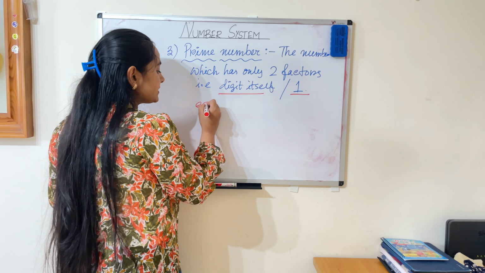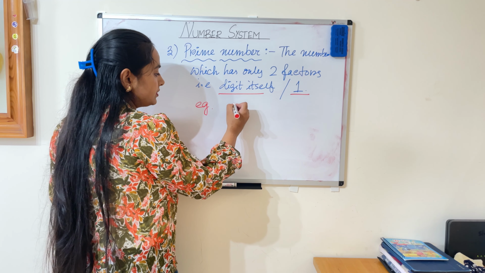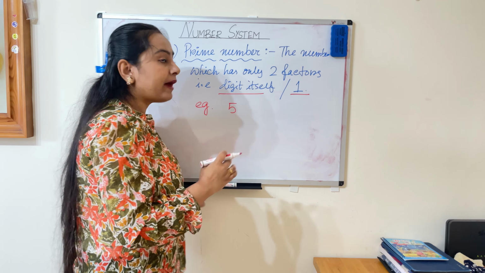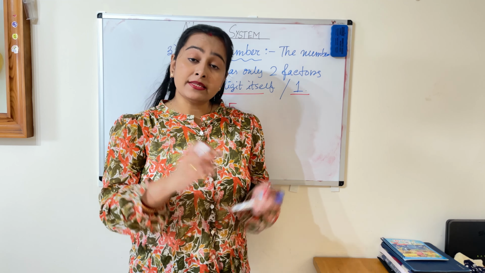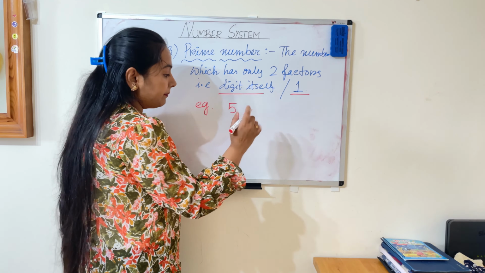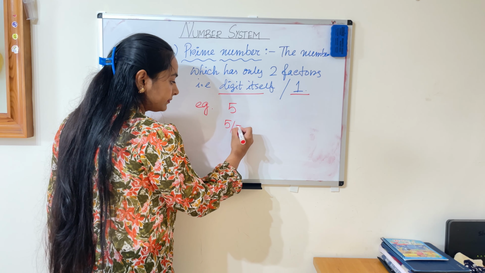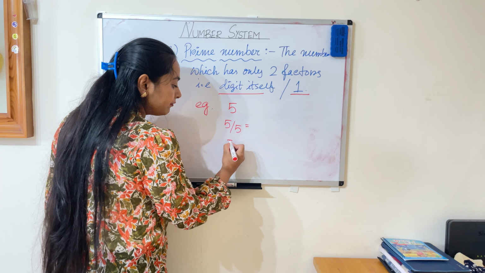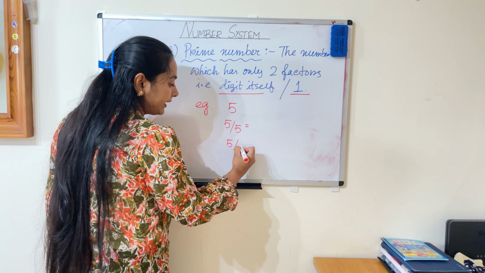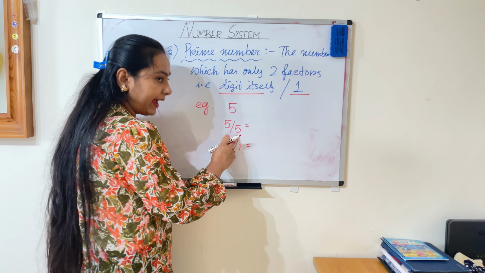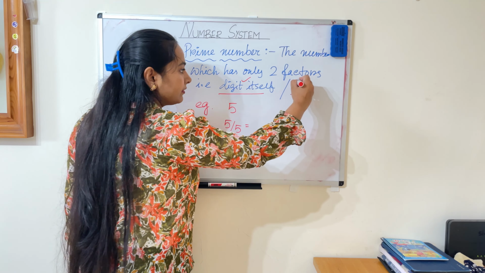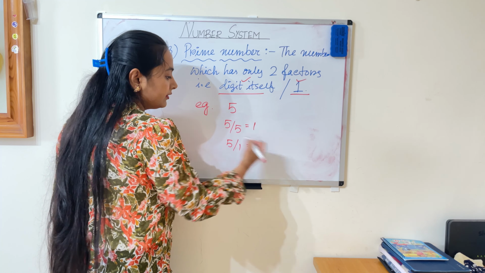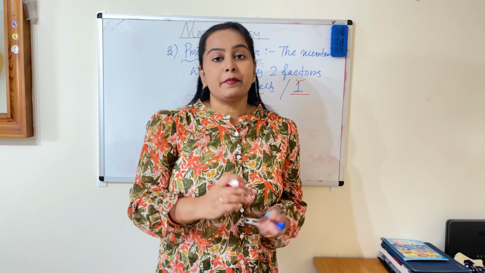So I am giving you one example. Suppose 5. Take 5. So 5 is a prime number, right? And at the same time 5 is an odd number also. 5 can be divided only by 5 and by 1. So 5 can be divided by 5, the number itself, and 5 can be divided by 1. That's why 5 is considered a prime number, right?